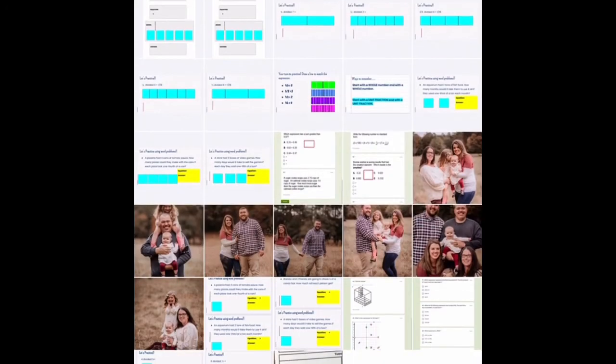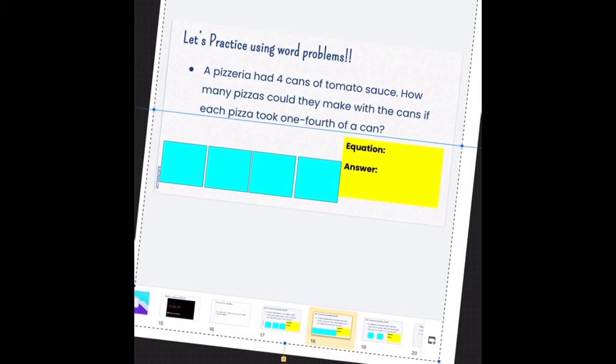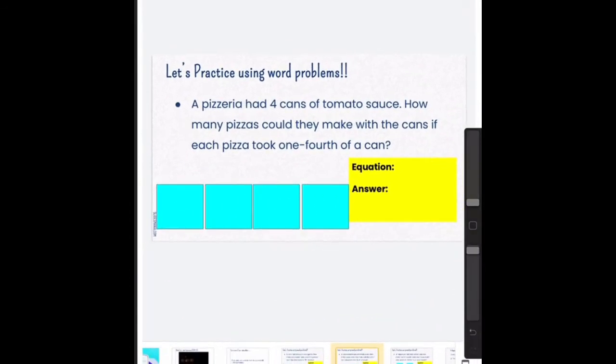The next slide says, a pizzeria has 3 cans of tomato paste. Or sauce, sorry. How many pizzas can they make if they use 1/4 can on each pizza? So here's my 4 cans. 1, 2, 3, 4. So I'm going to take 4 and divide each box into fourths. So 4 divided by 1/4. So here I am splitting each box into fourths. You can split them however you would like.